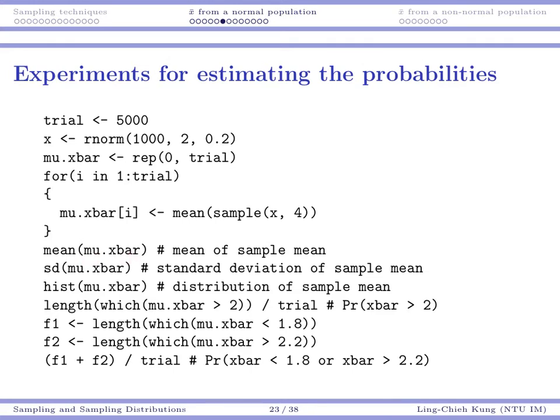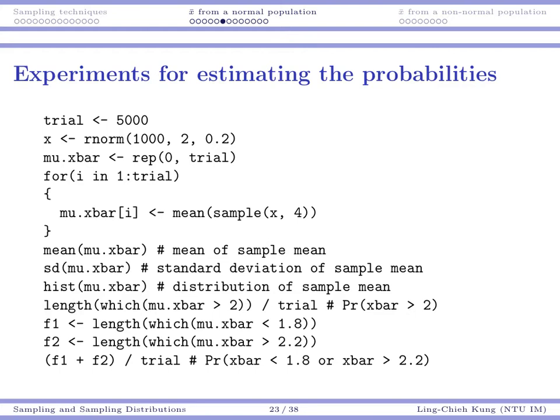For those 5,000 numbers, I calculate their mean. That's going to be an estimate of the expected value of the sample mean. The expected value is there. It's a fixed number. We just don't know how to calculate it. With this experiment, we will get a number that should be somewhat close to the true expected value. We can calculate the standard deviation. We can draw a histogram to get an idea about the distribution.